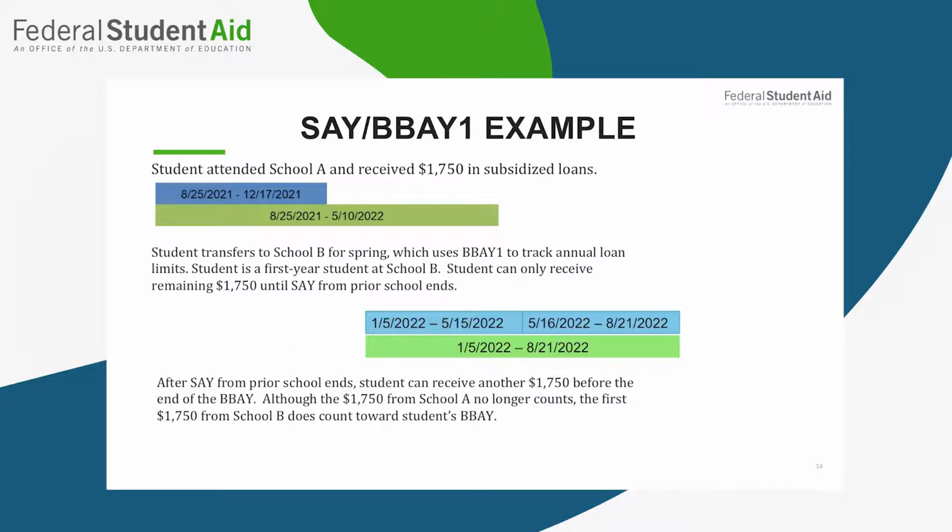They can borrow another $1,750 before the end of their borrower-based academic year. That means their borrower-based academic year at school B, at our school that we're discussing right now. Although that first $1,750 from school A no longer counts, the first $1,750 from school B, that does count toward the student's annual limit, the student's annual borrowing. Or more properly, I would say the first $1,750 from school B does count toward the student's borrower-based academic year.